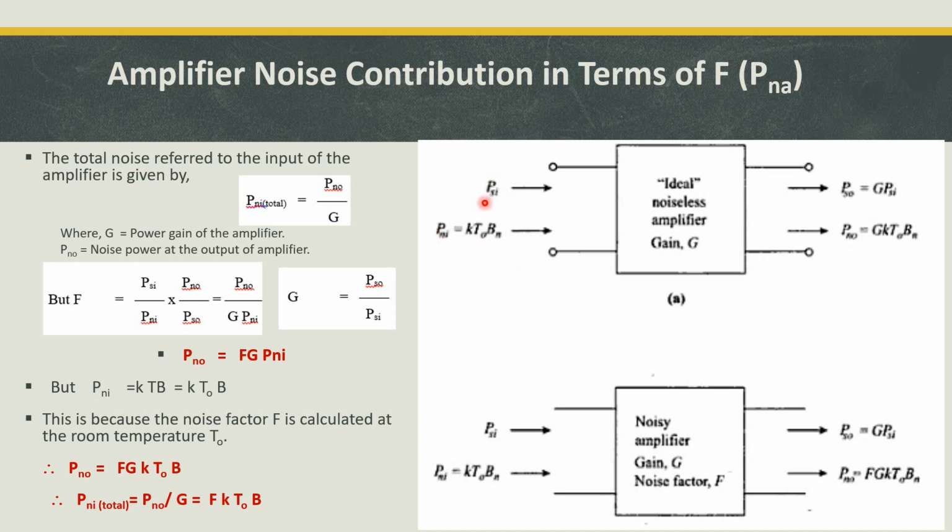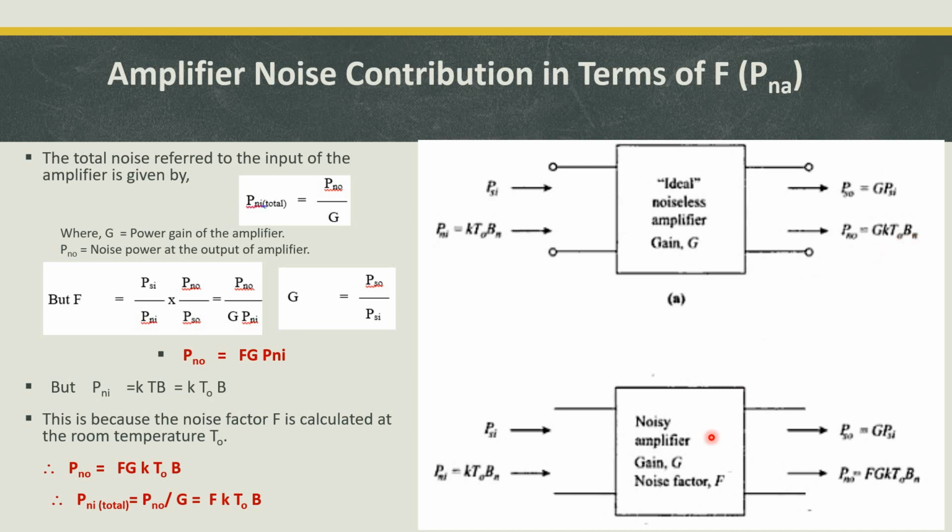The power of the input signal applied to an ideal, noiseless amplifier is multiplied by the gain factor. What will happen? The output is G into PSI. In a similar manner for noise, PNI is equal to KTB. This KTB multiplied with G, we will get PN0 equal to GKTB.